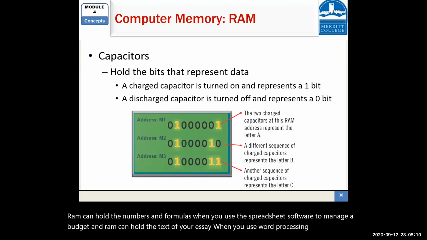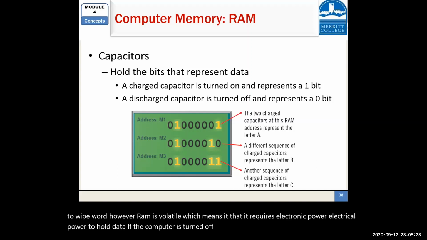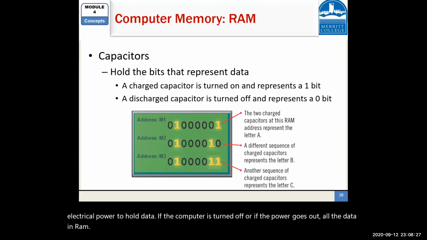Unlike the whiteboard, however, RAM is volatile, which means that it requires electrical power to hold data. If the computer is turned off or if the power goes out, all the data in RAM instantly and permanently disappears.